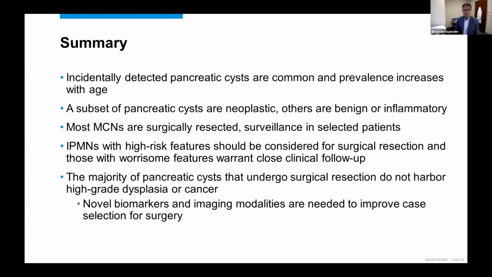So to summarize, I would say that incidentally detected pancreatic cysts are common and the prevalence increases with age. A subset of pancreatic cysts are neoplastic. Others are benign or inflammatory.